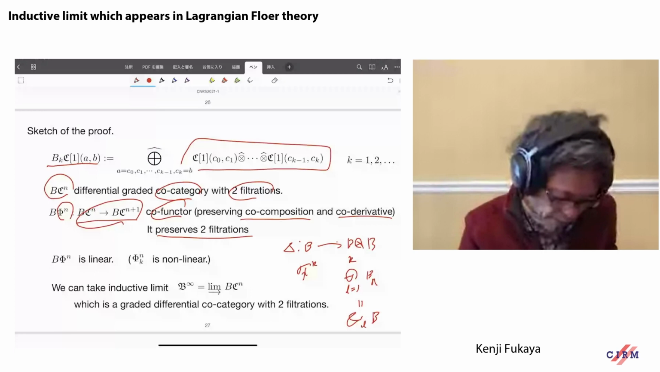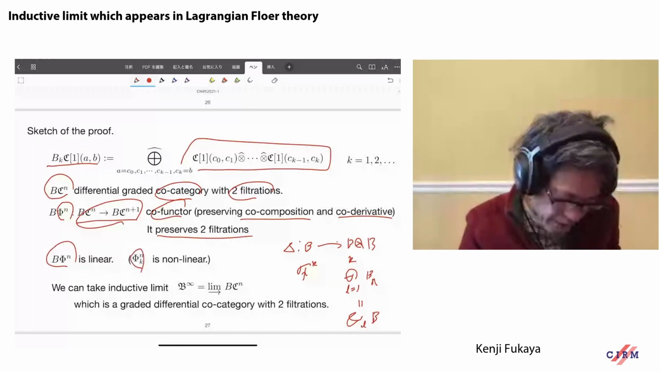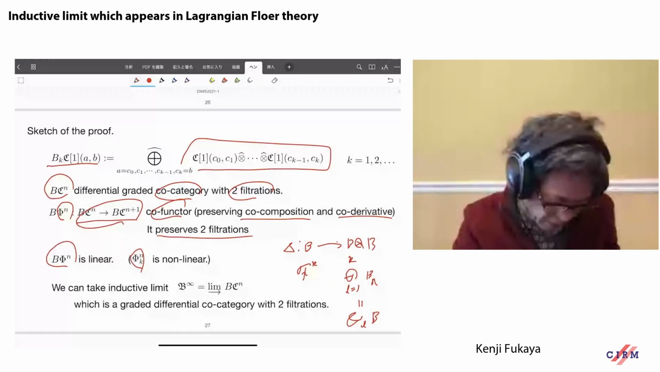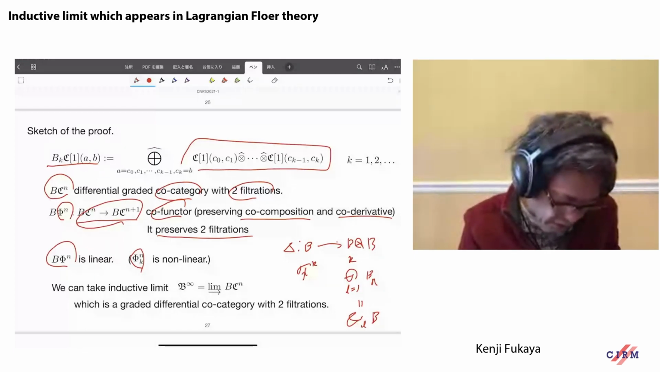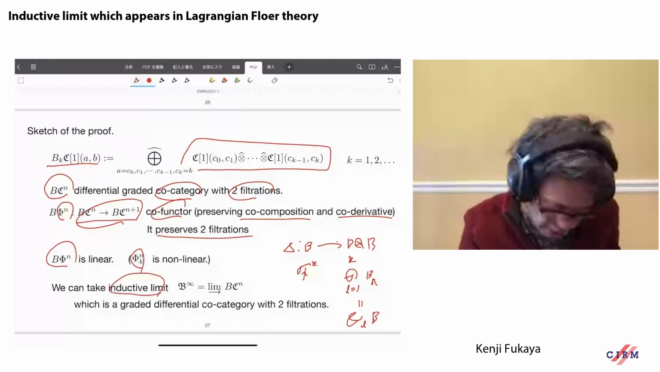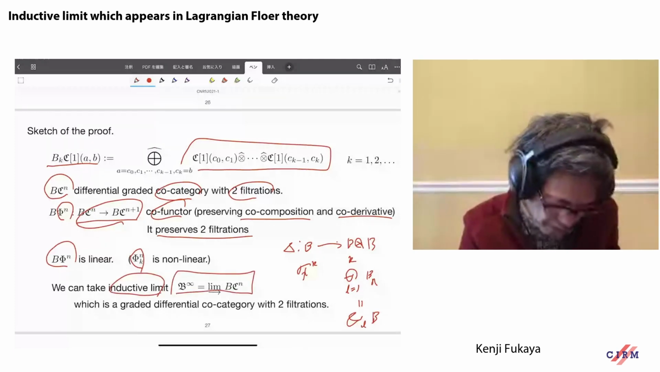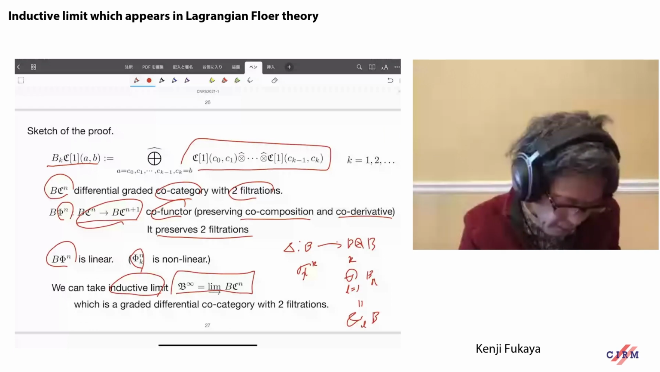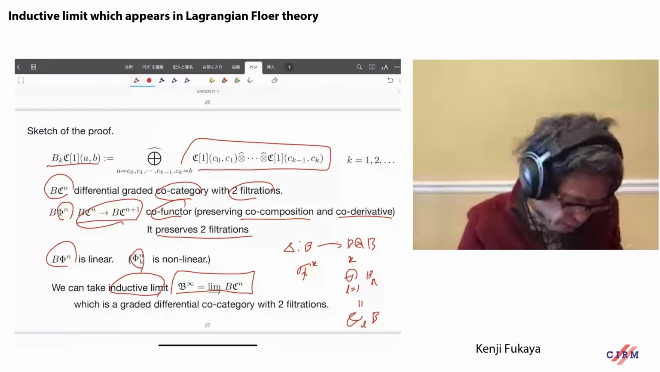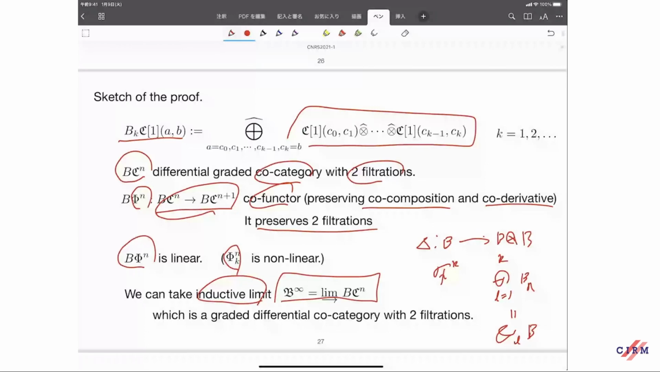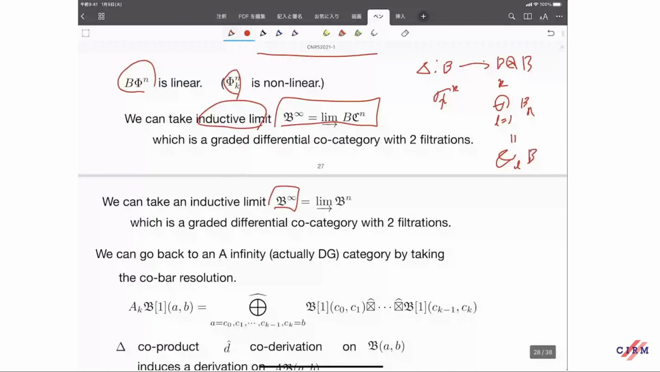And one important observation is that this is linear, because you can just take this sum. So this is linear, but the infinity operation is multilinear, so it's non-linear. In the case of linear functions, it is easier to take the inductive limit. So you can take this inductive limit using this linearity. That is B infinity. Once we take this bar construction, we can take the inductive limit because of this linearity. So we take this B infinity, and that is a graded differential co-category with two filtrations.